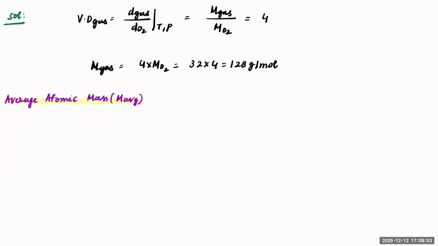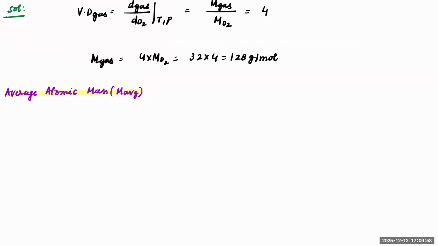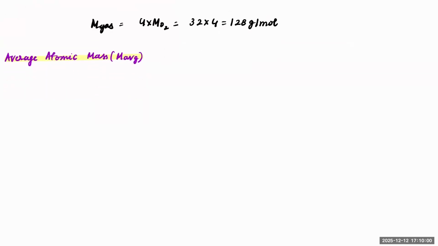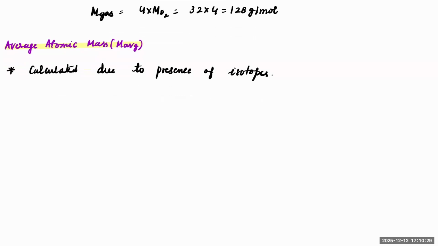Now let's go and understand the next terminology. What is average atomic mass? And how do we define this average atomic mass or average molecular mass? First, let's focus on this terminology, average atomic mass. Well, it is calculated due to the presence of isotopes. What exactly is it?